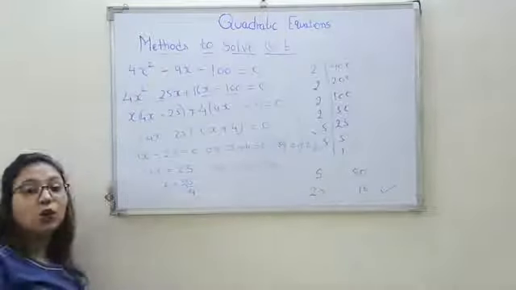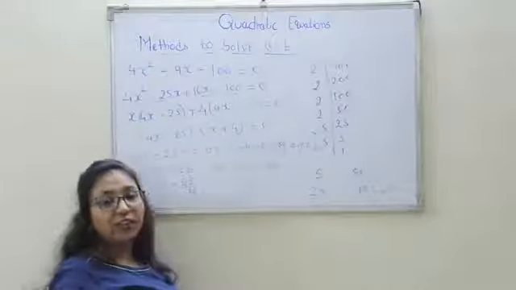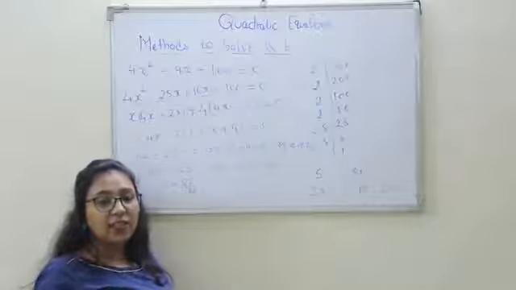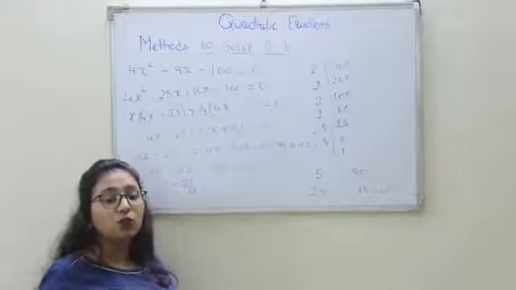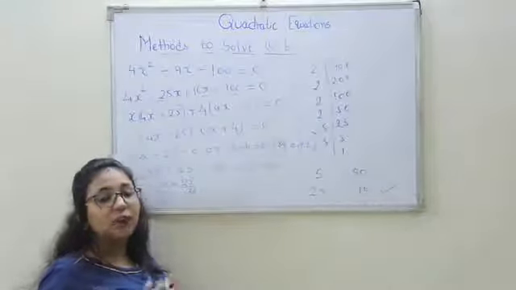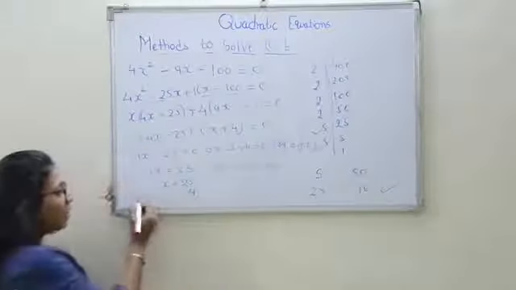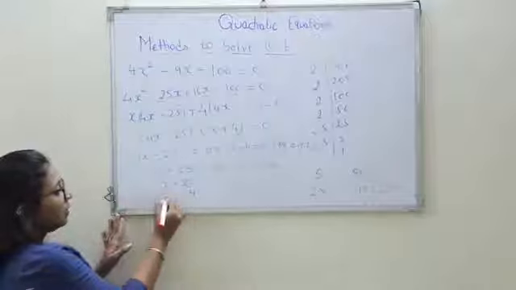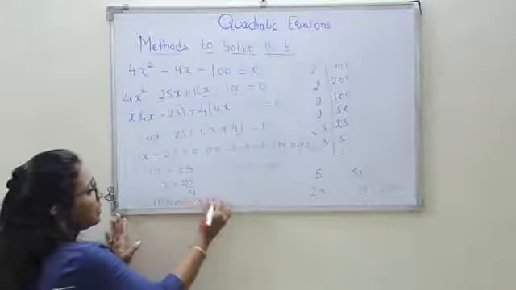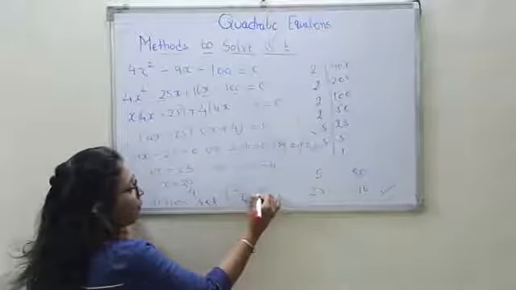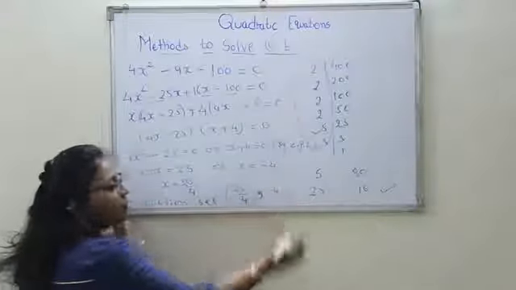And these are the roots of the quadratic equation. I again remind you that the value of x which satisfies the equation is called the root of the quadratic equation, and the roots will always be written in the solution set. So let us write the solution set here. Your solution set is 25 by 4, comma, minus 4.